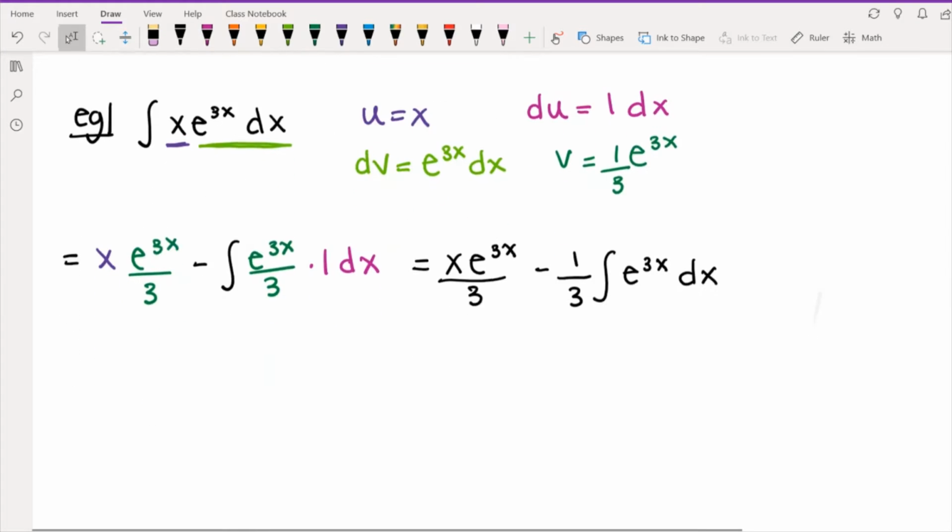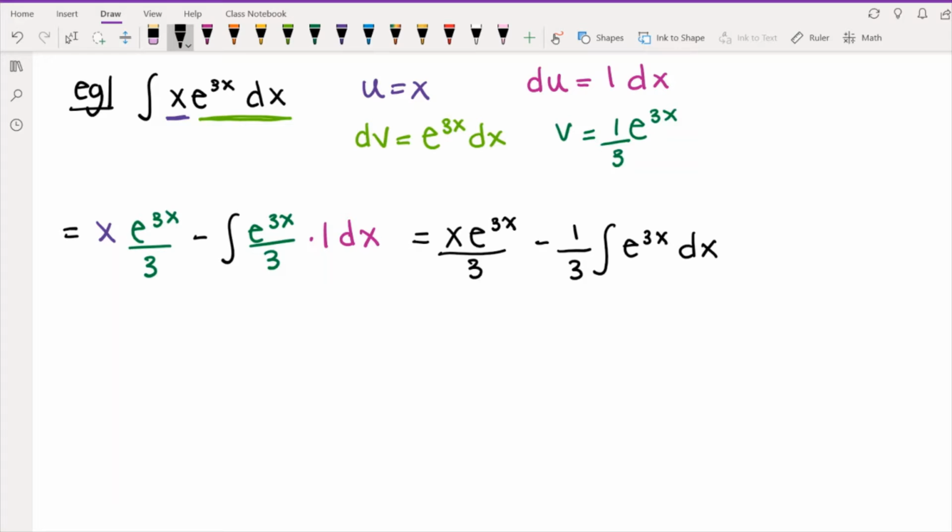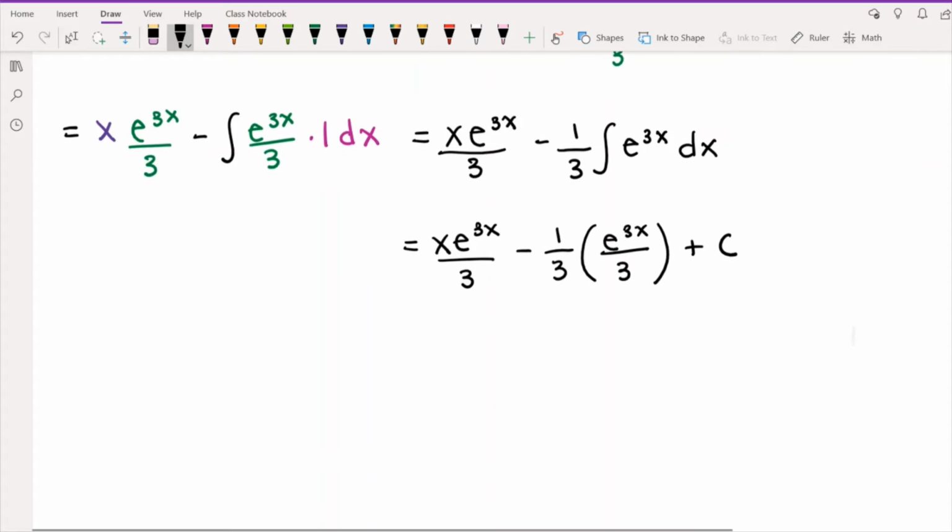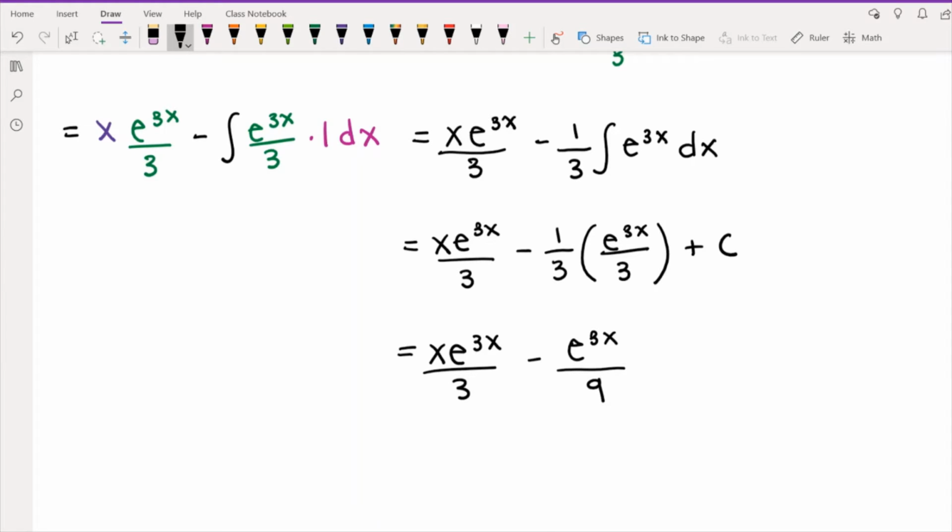And we already just figured out a moment ago what the antiderivative is, right, for e to the 3x. So we're going to have x e to the 3x over 3 minus 1/3. And so what's the antiderivative of e to the 3x? Well, we just figured it out. It was e to the 3x over 3. And then we're going to have a plus c at the end. So altogether, this gives us x e to the 3x over 3 minus e to the 3x over 9 plus c.